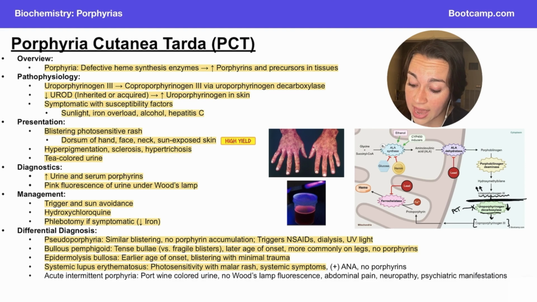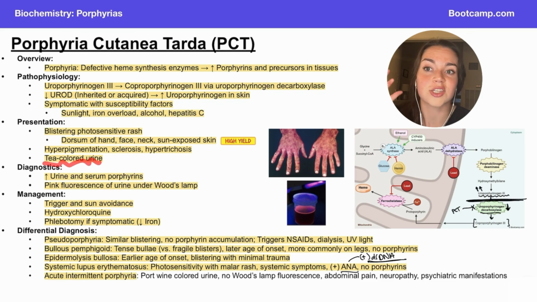You'll have the positive ANA as well as the anti-dsDNA, right? These are the rheumatologic markers of lupus that we're not going to see in a non-rheumatologic disease like PCT. And again, in lupus, no porphyrins on serum or urine testing. And finally, it's easy to mix up your porphyrias, so you might have AIP on your differential, especially if you see that tea-colored urine, you might get them mixed up.